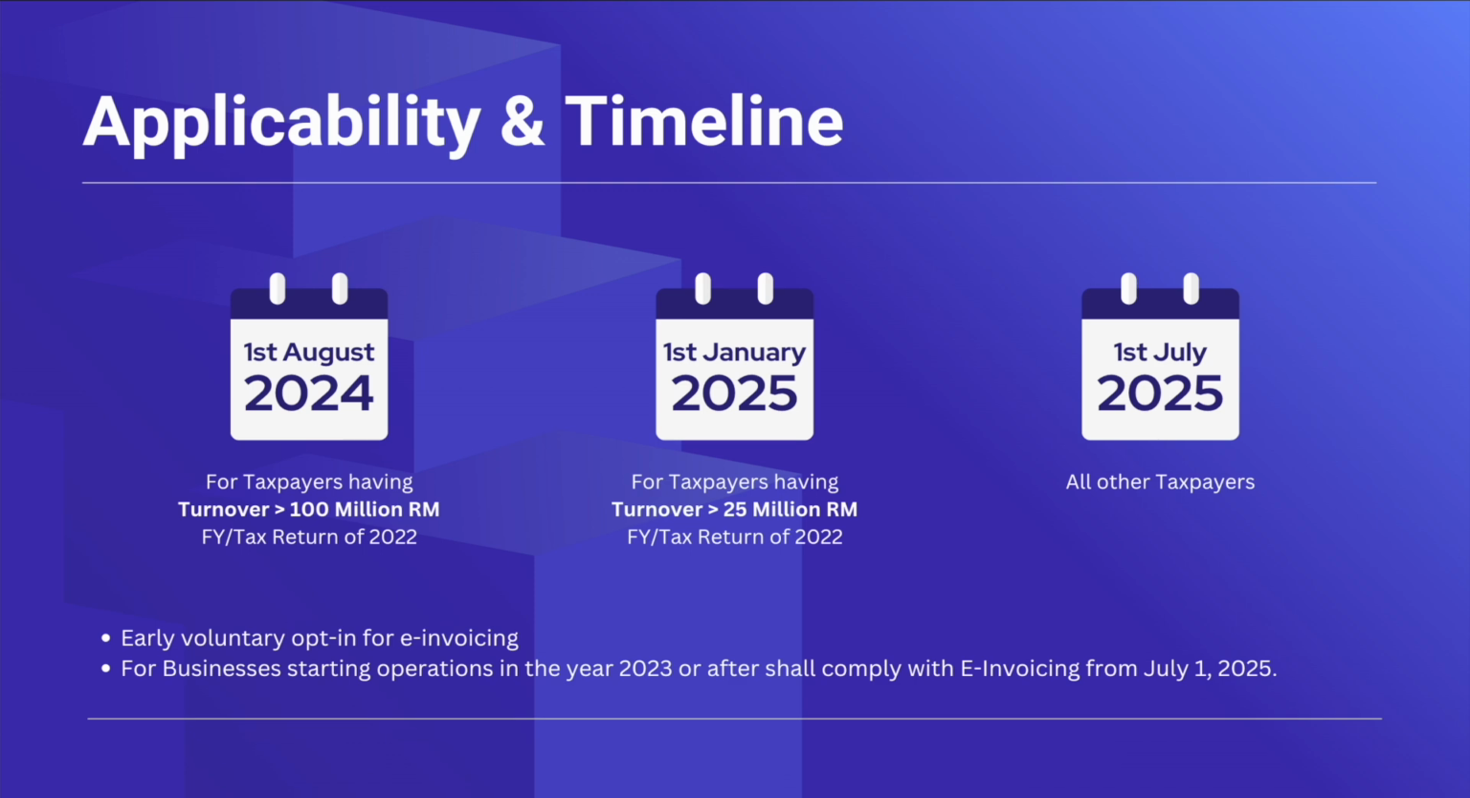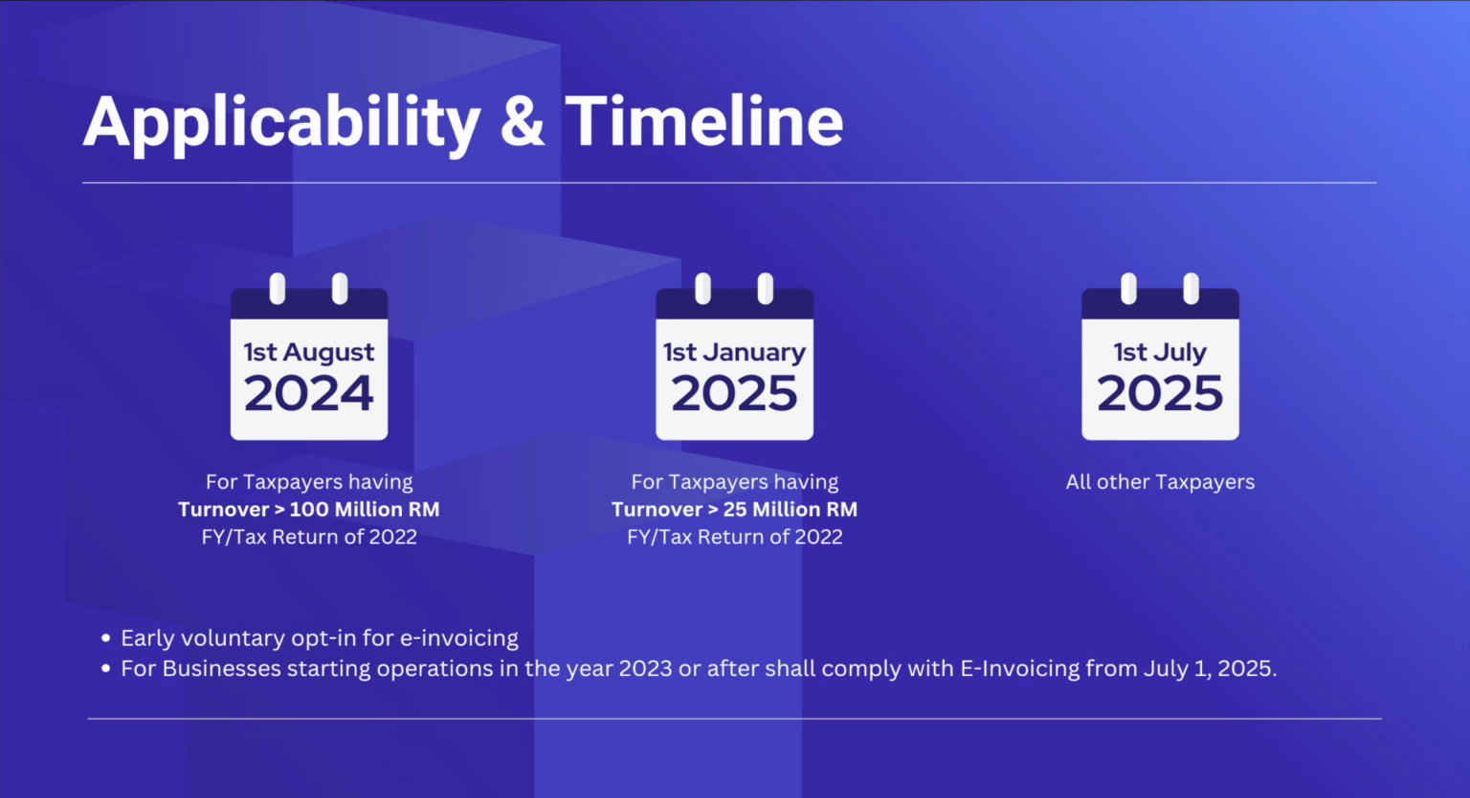As e-invoicing is applicable for you, let's see the timeline of integration. If you have a turnover of more than 100 million ringgit in financial year 2022, then you have to comply with e-invoicing by 1st of August 2024. If you are between 25 million ringgit and 100 million, then you have to comply by 1st January 2025, and all other taxpayers have to comply by 1st of July.